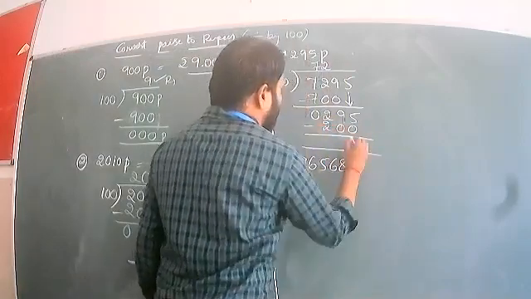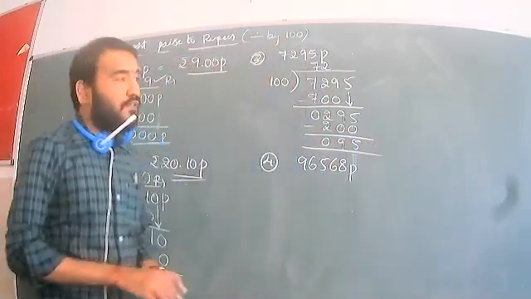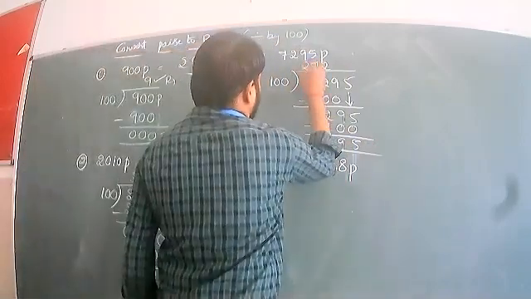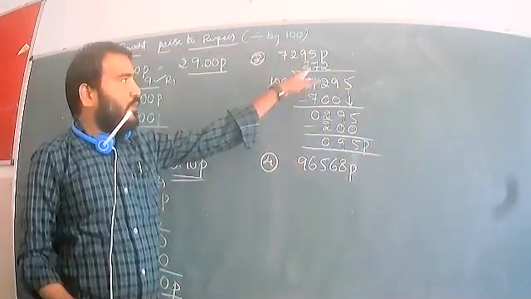What is the answer? 72 and 95. So it is rupees and paisa. The quotient is taken as rupees, and then the remainder as paisa.